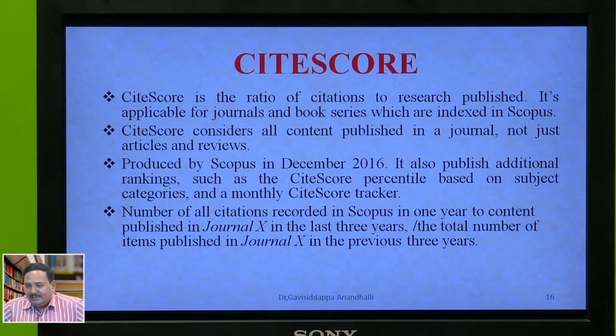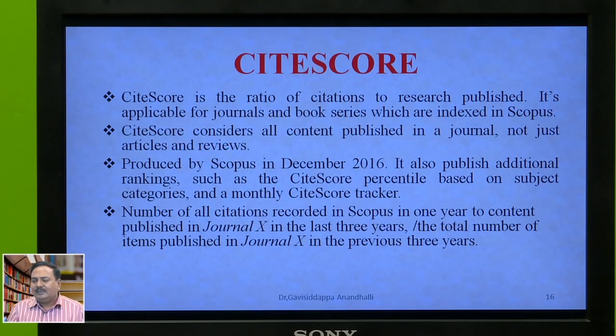The next important research metric is CiteScore. This is a parallel and improvised version of the impact factor. CiteScore is a ratio, and there is not much difference between the impact factor and CiteScore. It is the ratio of the number of citations to the number of articles published, that is, the ratio of citations to research publications.